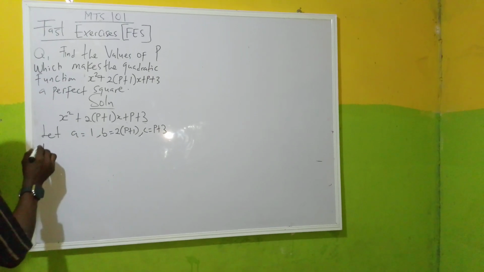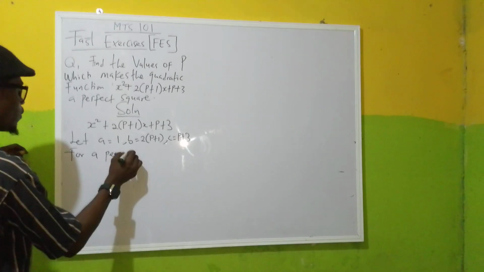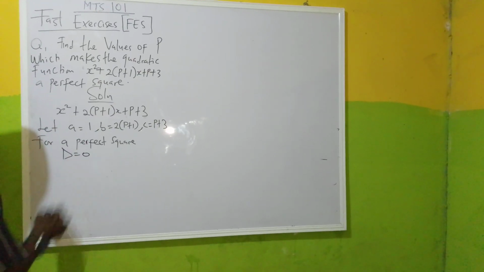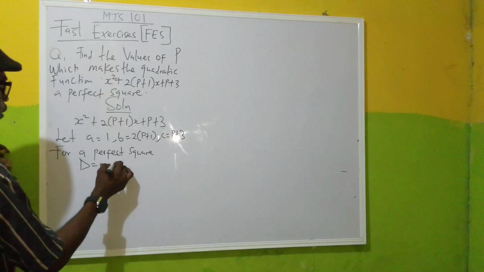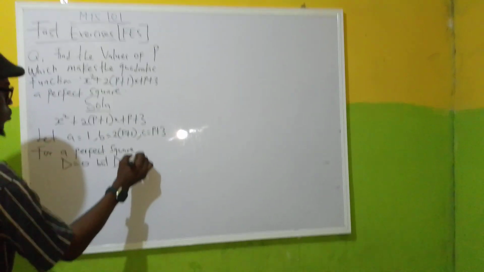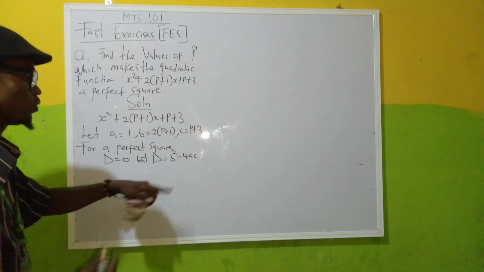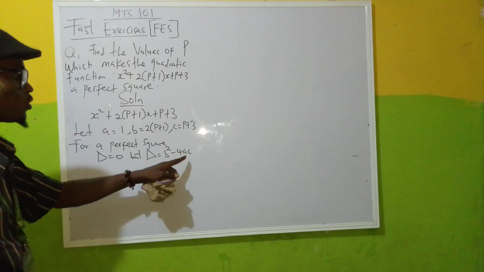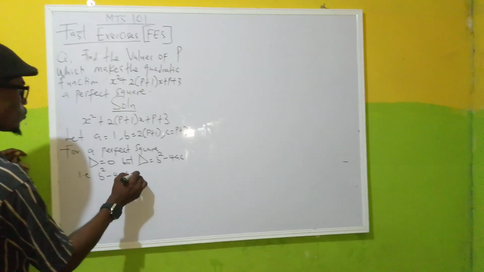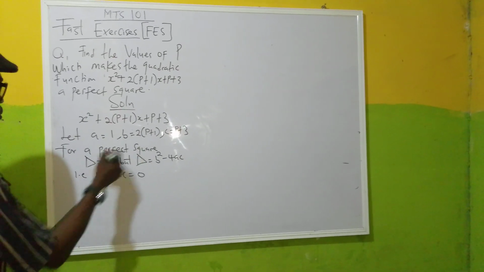Alright. So for a perfect square, please you have to remember this very well. For a perfect square, we say that the discriminant d is always equal to 0. Remember that d is always equal to b squared minus 4ac. So the formula for d, when you are finding these roots, is b squared minus 4ac. That is, b squared minus 4ac is equal to 0. Is that clear?